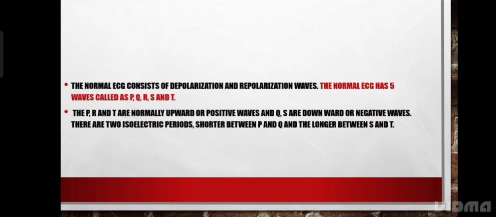The normal ECG consists of depolarization and repolarization waves. The normal ECG has 5 waves called P, Q, R, S and T. The P, R and T are normally upward or positive waves and Q, S are downward or negative waves. There are two isoelectric periods: the shortest between P and Q and the longest between S and T.